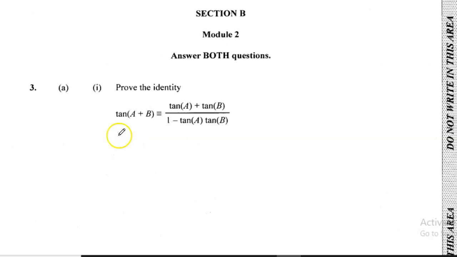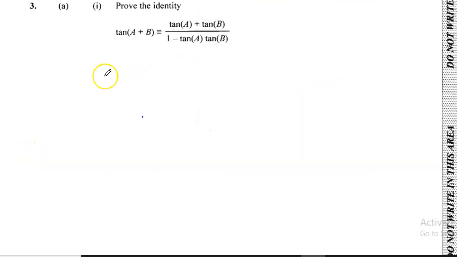Question 3, prove the identity tan(A plus B) equals tan A plus tan B upon 1 minus tan A tan B. I'm going to begin from the left hand side. Alright, so this is proof. No, so we'll begin from the right hand side.